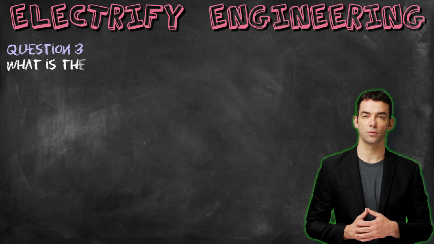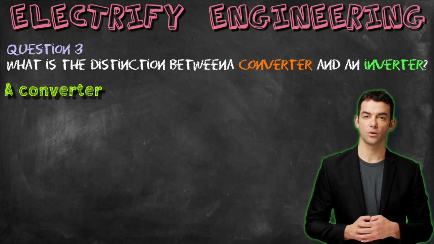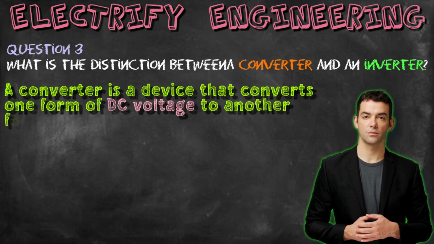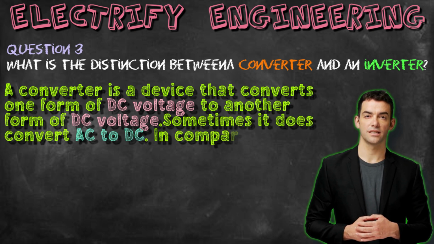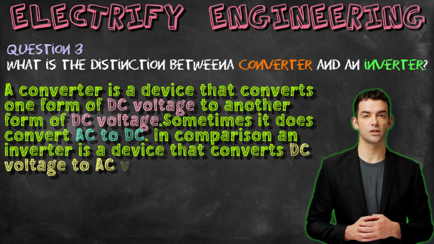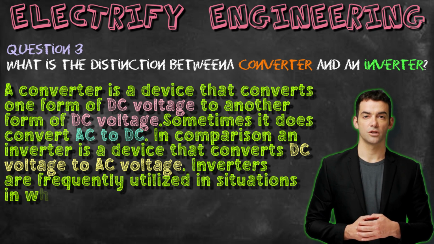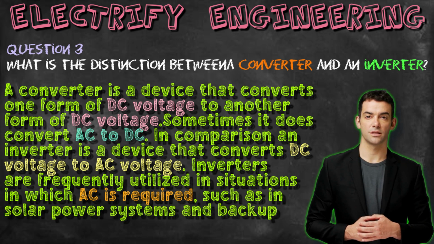Question 3. What is the distinction between a converter and an inverter? A converter is a device that converts one form of direct current voltage to another form of DC voltage. Sometimes it does convert AC to DC. In comparison, an inverter is a device that converts DC voltage to AC voltage. Inverters are frequently utilized in situations in which alternating current is required, such as in solar power systems and backup power supplies.